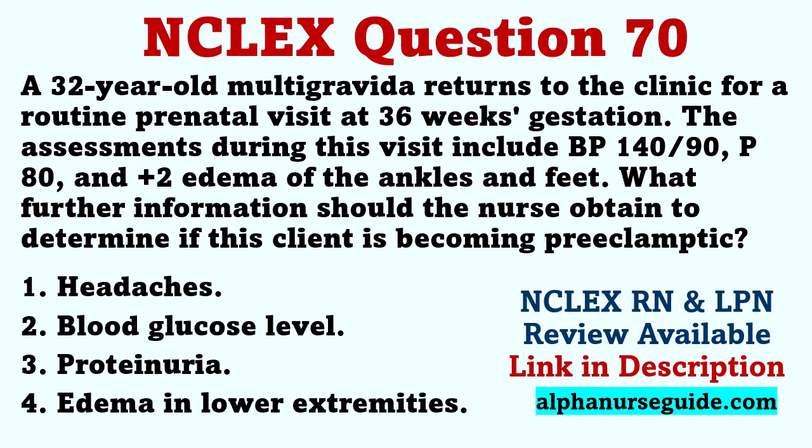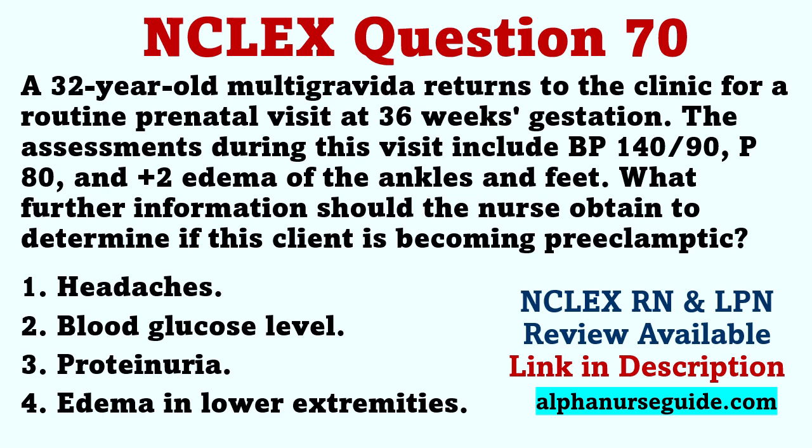A 32-year-old multigravida returns to the clinic for a routine prenatal visit at 36 weeks gestation. The assessments during this visit include BP 140 over 90, pulse 80, and +2 edema of the ankles and feet. What further information should the nurse obtain to determine if this client is becoming preeclamptic? 1. Headaches. 2. Blood glucose level. 3. Proteinuria. 4. Edema in lower extremities.